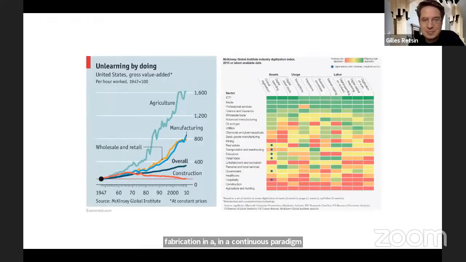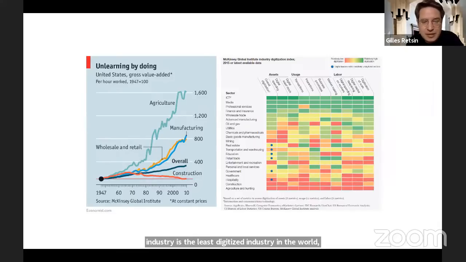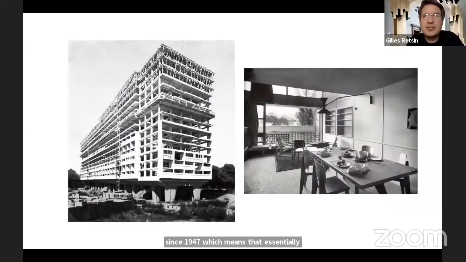And the context for this, and again, this has been mentioned in many of the talks before, which I'm very pleased about, is the fact that it's very urgent that we revisit the way that buildings are being constructed. The building industry is the least digitized industry in the world, and productivity in the building industry has flatlined, at least in the West. I don't think so in China necessarily, but in the West it has flatlined since 1947, which means that you could argue that architecture on a very fundamental, blunt level has not actually changed since 1947. So despite all our efforts with BIM, with robotics, with new materials, we're still not building more efficiently or more productively since 1947.